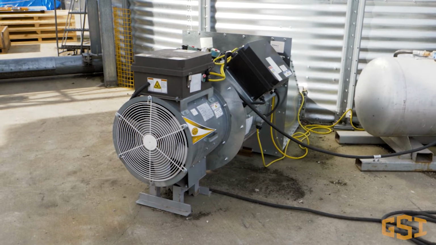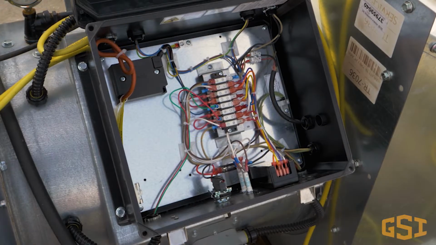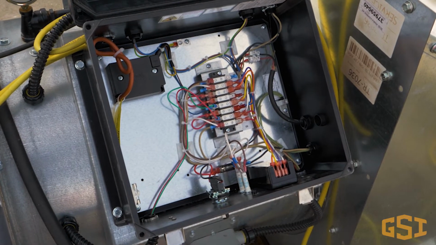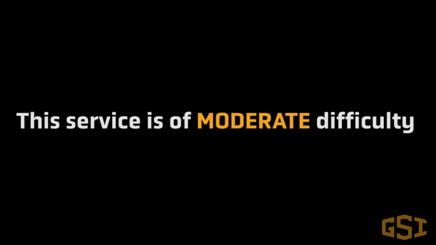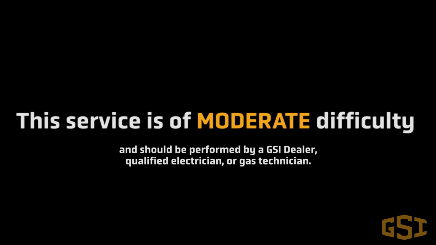Today's video is focused on troubleshooting the loss of flame lockout circuit on a standard heater. This video applies to all GSI standard heaters manufactured since 1991. This includes models VHS, CRH, and Chi-Town heaters. This service is of moderate difficulty and should be performed by a GSI dealer or qualified electrician or gas technician.